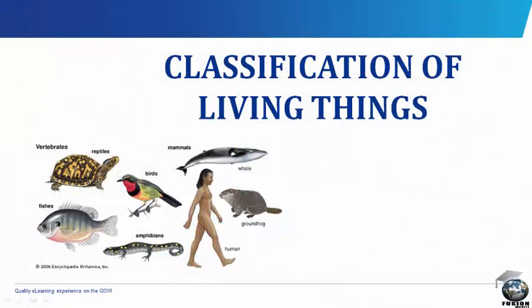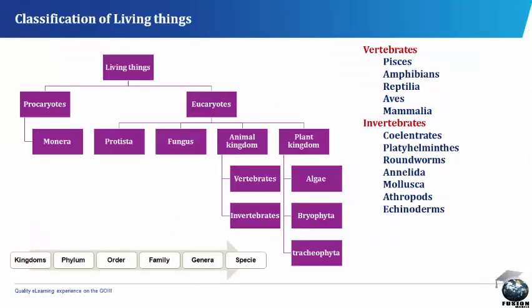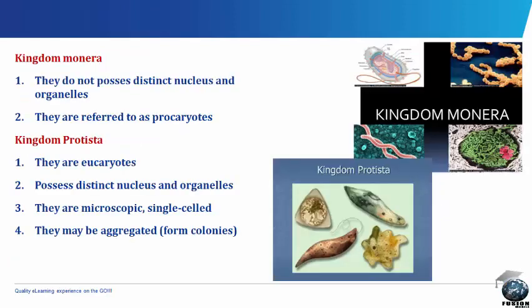Classification of living things. Living things are classified into kingdoms, phylum, order, family, genera, and species. They can also be classified into vertebrates and invertebrates. The kingdom Monera. They do not possess distinct nucleus and organelles. They are referred to as prokaryotes.